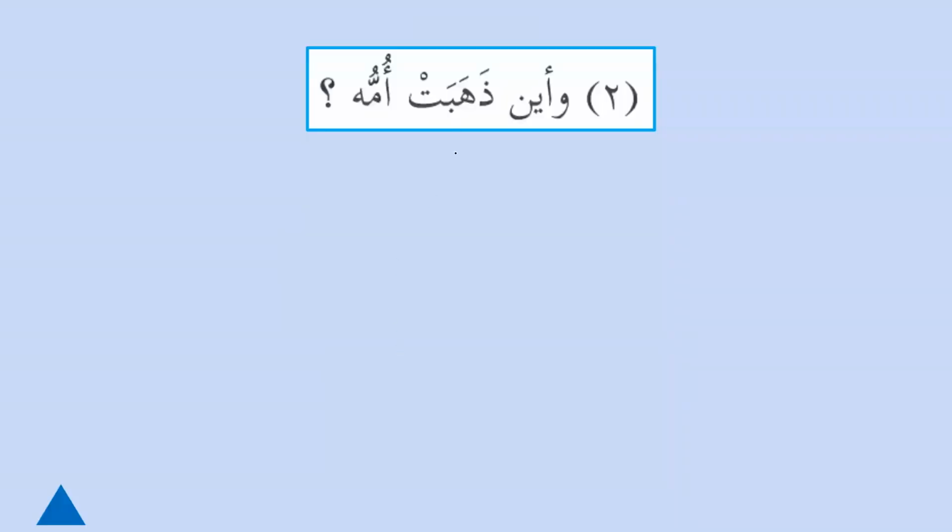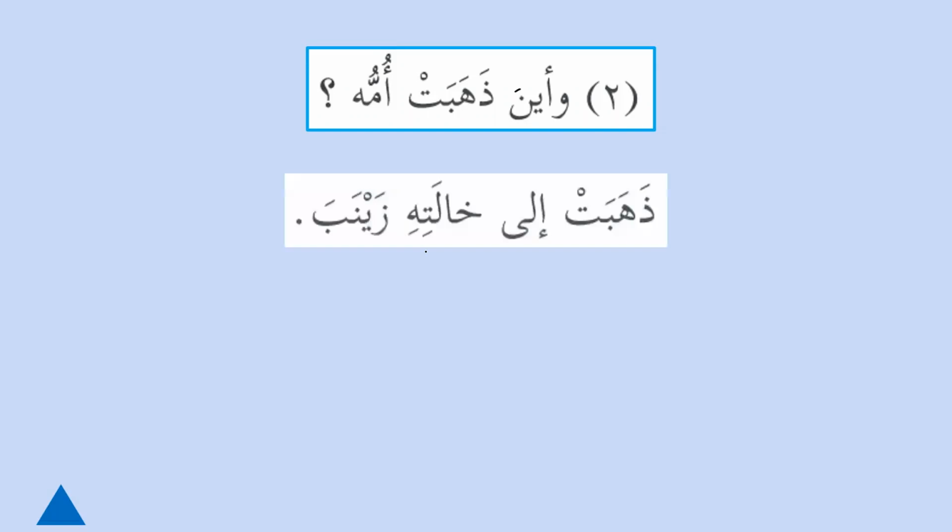وأين ذهبت أمه? And where did his mother go? Yes, any ideas? Where did she go? ذهبت إلى خالته زينب. She went to his aunt Zainab. ذهبت إلى خالته, the 'his' refers to Ibrahim. So she went to his aunt, yani the aunt of Ibrahim, and her name is Zainab.